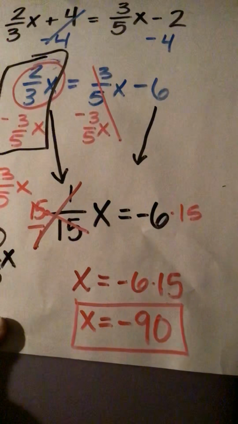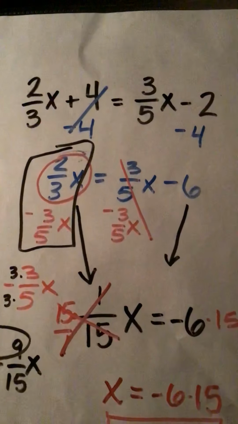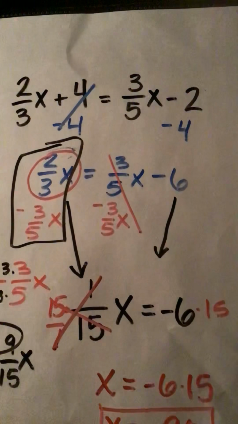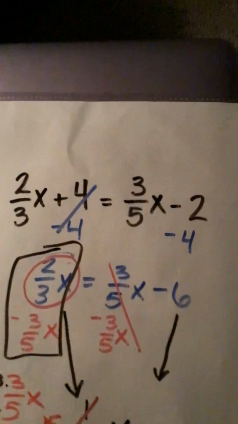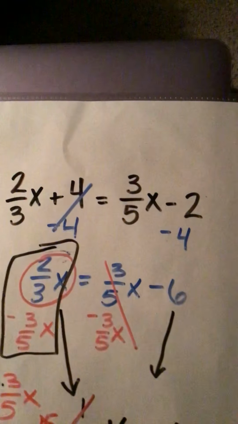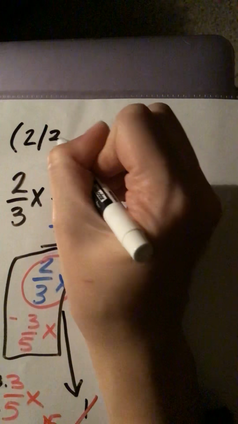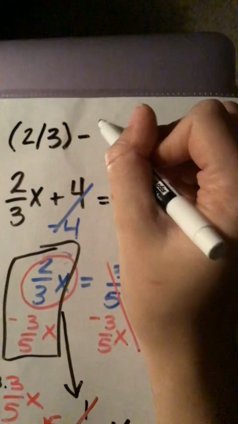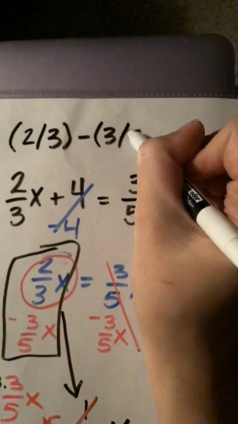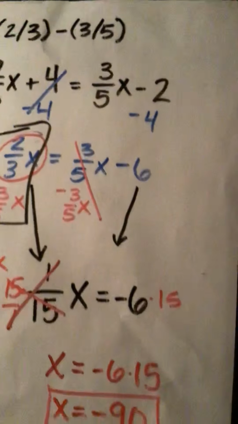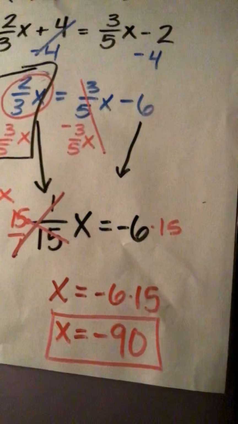Okay. You can type in these fractions on your calculator if you wanted. You could subtract those. How you would have to type those in, I can show you at the top of my paper here. You would have to do, in parentheses, 2/3 minus 3/5. Either way, you will still get x is equal to -90.